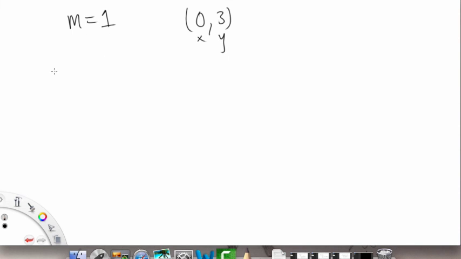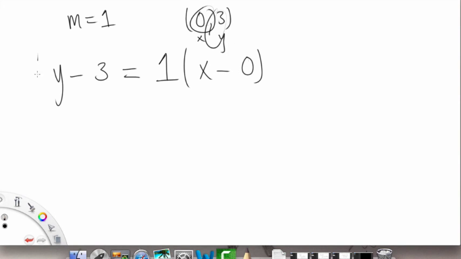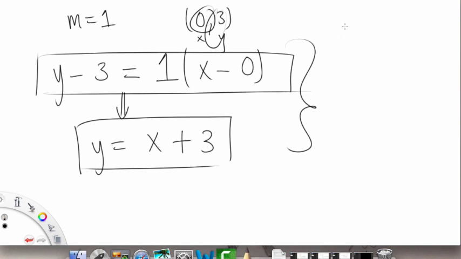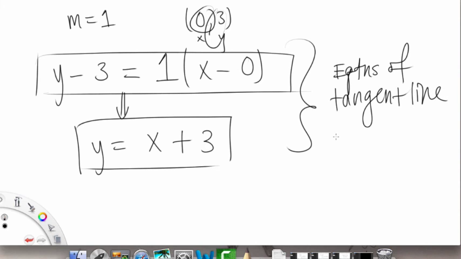If we plug that into this point slope formula, we get y minus the y value, which is 3. So y minus 3 is equal to the slope times x minus the x value, which is 0. You can either leave it like this as an answer, or you could simplify a little bit further and solve for y. So y is equal to 1x, just an x, minus 0 plus 3, so y equals x plus 3. Both of these are acceptable equations of the tangent line at x equals 0.